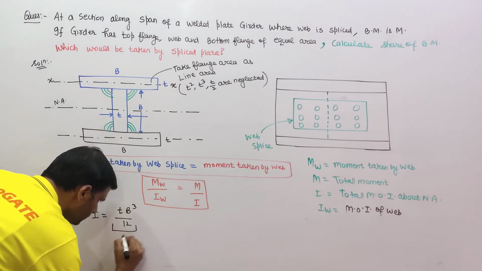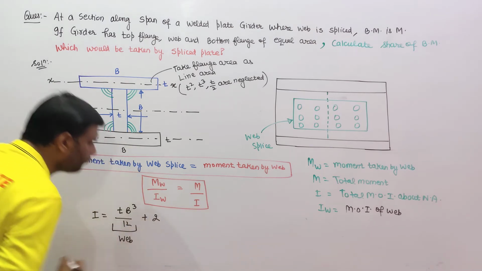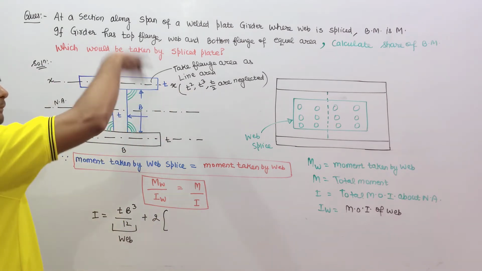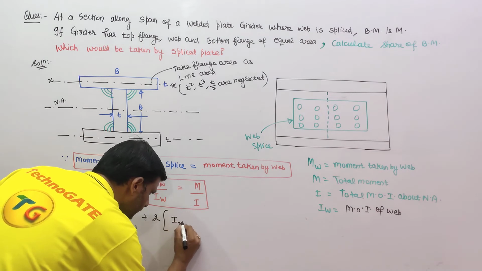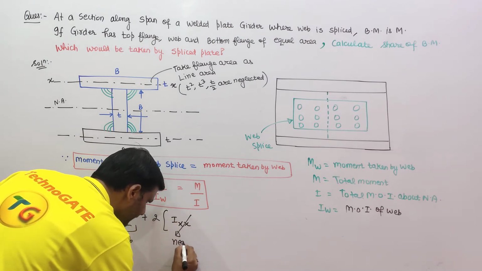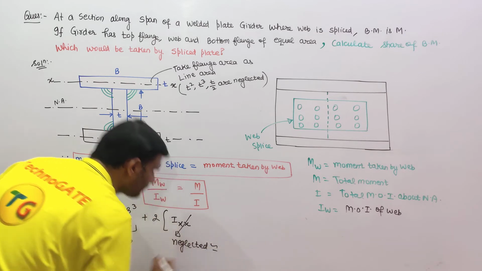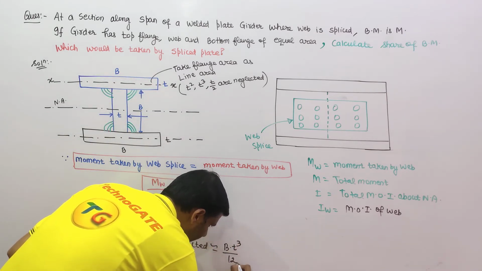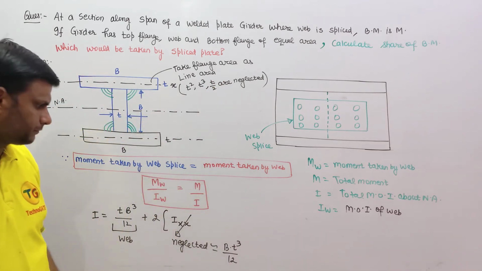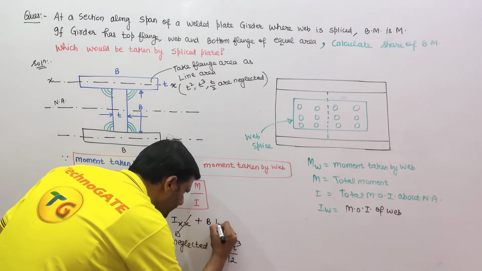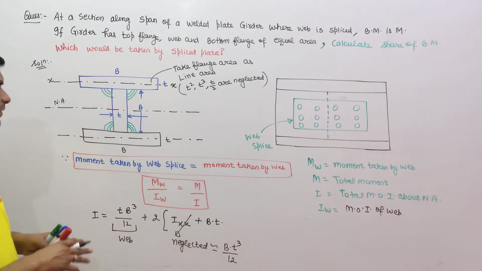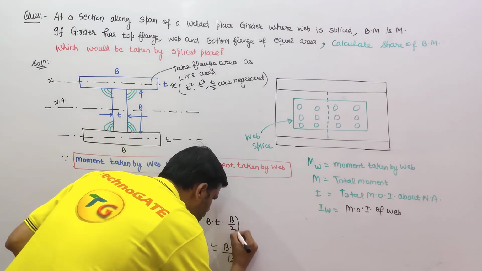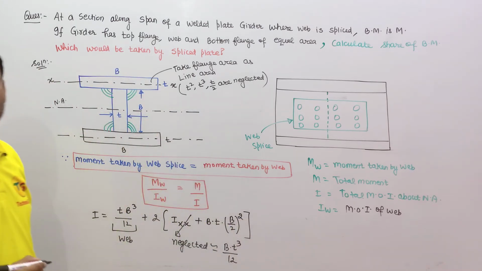This is our web portion, plus two flanges are there. For one flange, this dimension as it is, b t cube by 12, that is neglected, I XX being a neglected value, because it gives the value b into t cube by 12, and t square, t cube are neglected, plus area, which is b into t, into y square. Y will be b by 2, t by 2 will be neglected, b by 2 whole square.